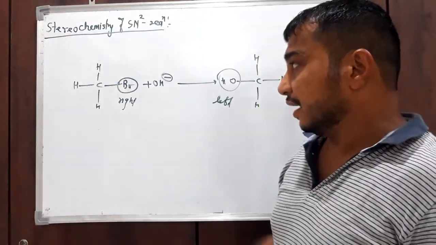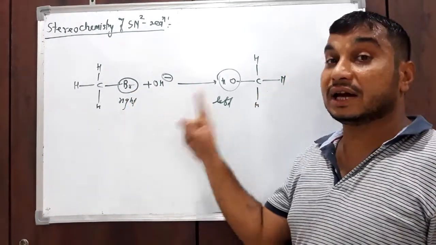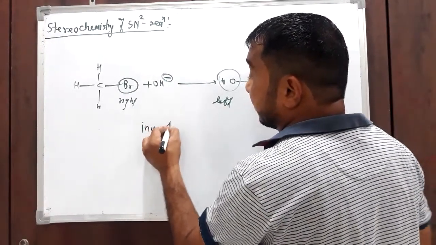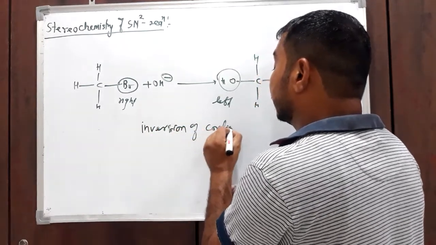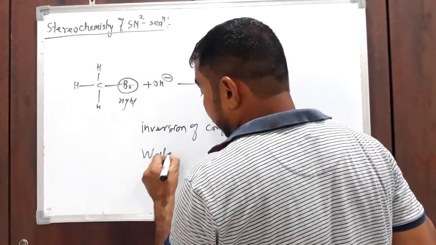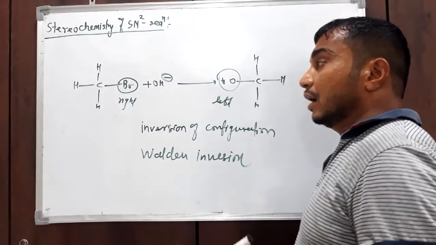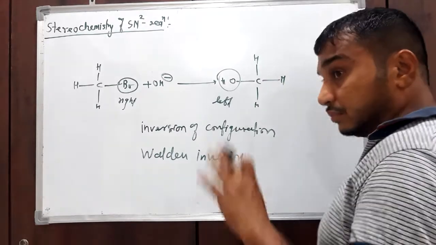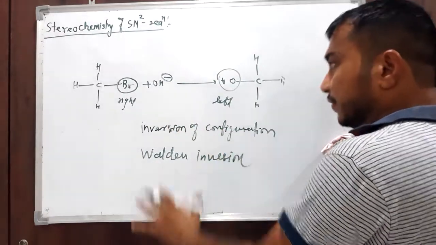Suppose this is methyl bromide, and in this methyl bromide the Br minus ion is present on the right side, but in the product the OH minus ion is present on the left side. This is called inversion of configuration, or Walden inversion. Okay, so I will explain this stereochemistry of SN2 reaction by taking some chiral molecule of alkyl halide. So this is the meaning of inversion of configuration.